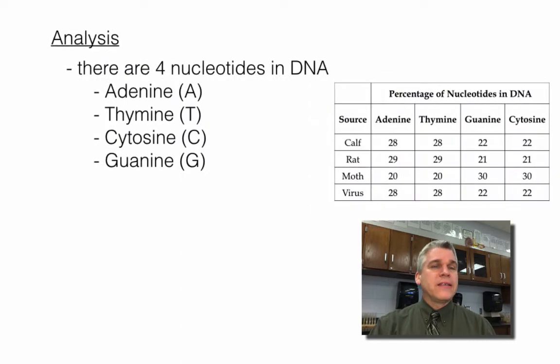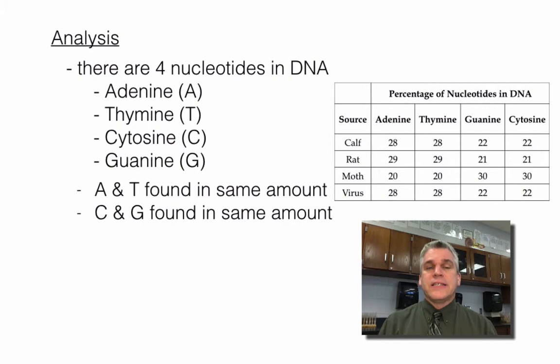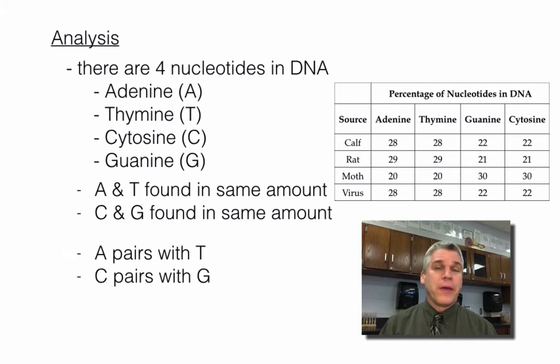And so the analysis that Watson and Crick was able to get from this was, first of all, that there are 4 nucleotides found in DNA: adenine, thymine, cytosine, and guanine, or what we just abbreviate A, T, C, and G. And because the A's and T's are always found in the same amount and the C's and the G's were always found in the same amount, this was not by coincidence. And so Watson and Crick hypothesized that A's and T's somehow have to pair together, and that the C's and the G's paired together. But they didn't know how.